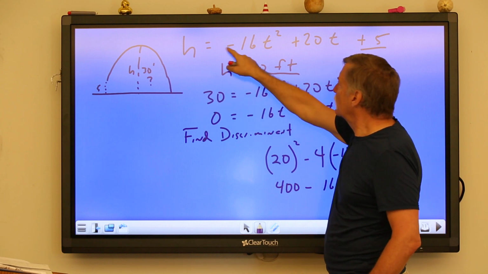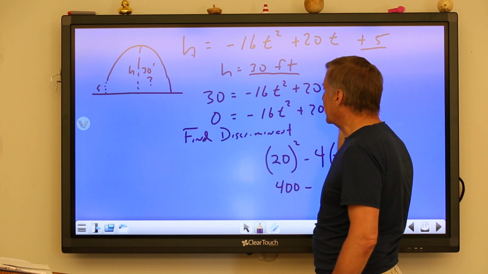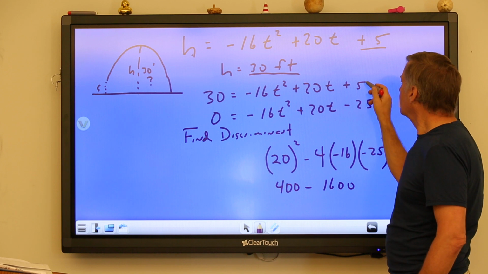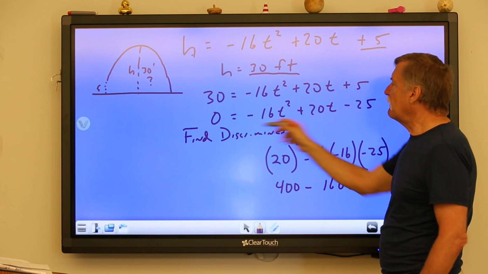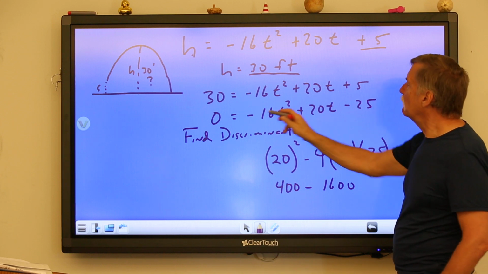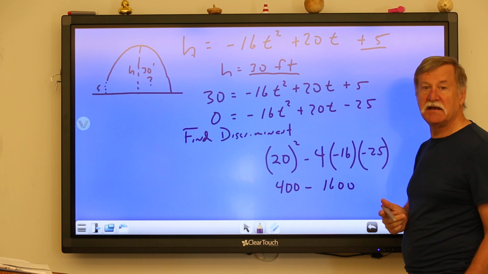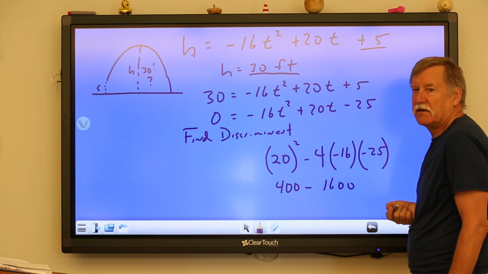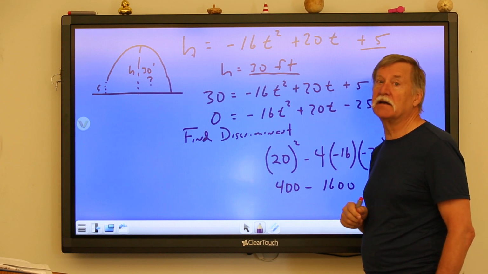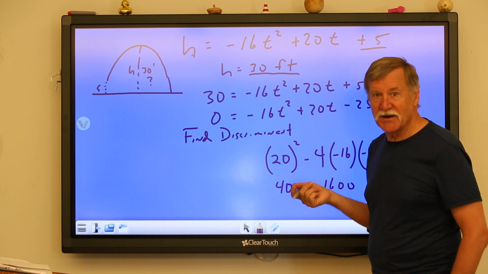So we substitute in 30 for the height here, all right? And we've got this quadratic equation. We want to set it equal to 0, so I'm going to subtract 30 from both sides, and I get 0 equals minus 16t squared plus 20t minus 25, right? Plus 5 minus 30 gives me the minus 25. And now I find the discriminant, all right? b squared, 20 squared, minus 4 times a, minus 16, and c is minus 25. I get 400 minus 1600. I don't need to know that minus 1200 is going to be negative, and there are no possible solutions. The ball ain't going to make it 30 feet high. That's what this tells you. Don't have to waste your time if there's no solutions possible, right?